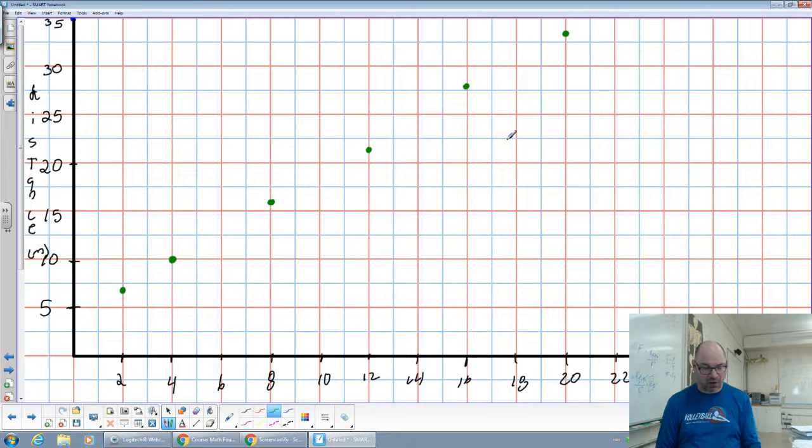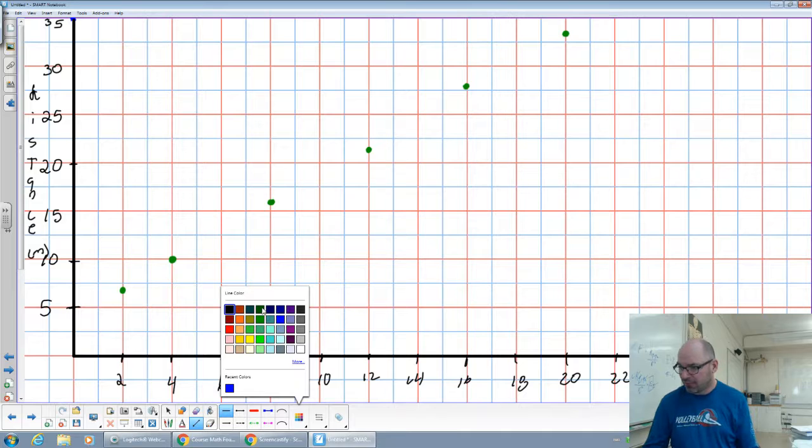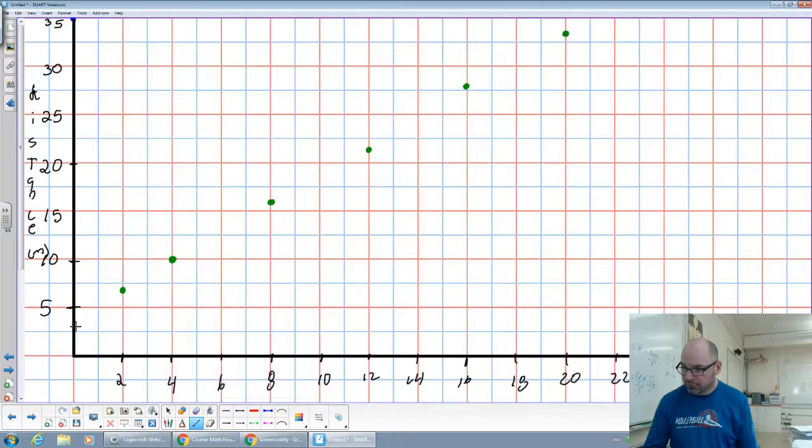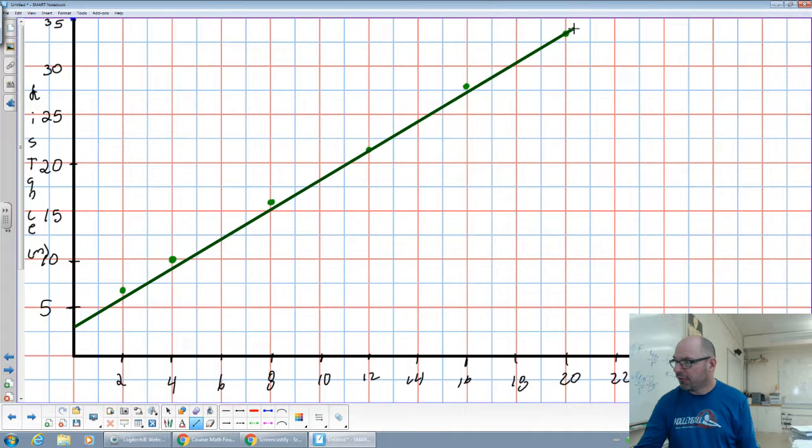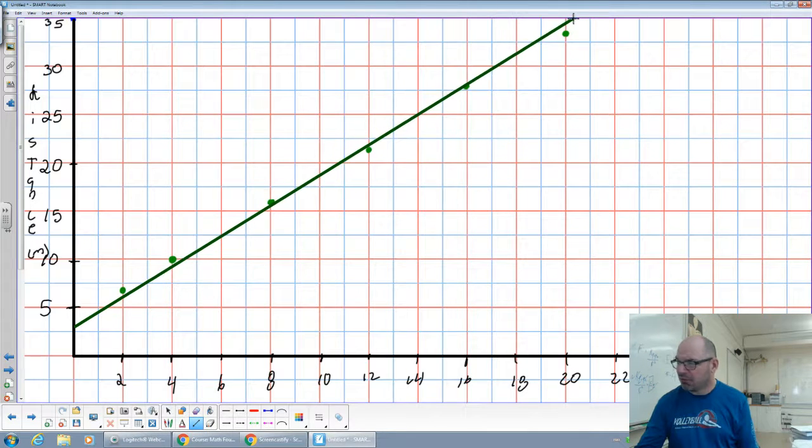So now we can do our best fit line. So I'm going to use the drawing tool to do that. You will use a ruler if you're doing it by hand. So I'm going to use the straight line tool. And I think I'm going to put it as green as well. Okay, so let me see if I can get it here. Okay, let's see if I can get it best fit. So you want to kind of hit, that one's a little low. I'm going to move it up a little bit.